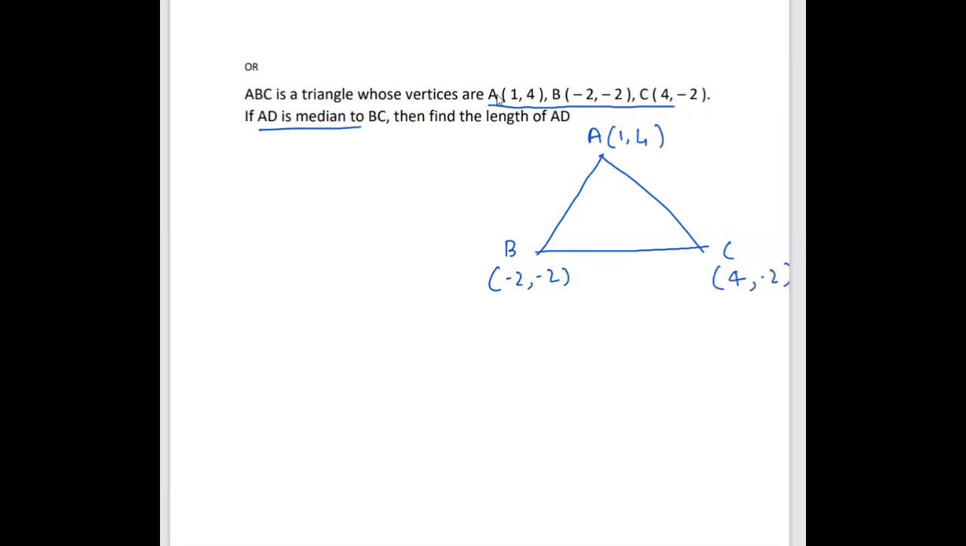If AD is the median to BC, a median is a line which divides the side into two equal parts. That is called the median. So if AD is the median to BC, find the length of AD. They are asking what this length is.